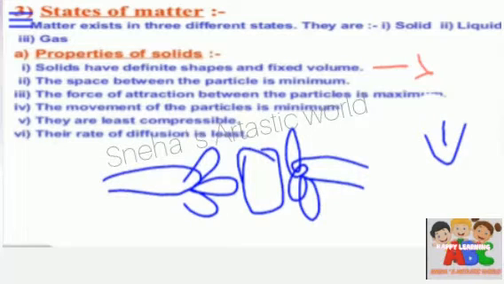For example, now you take a sponge and compress it. When you compress the sponge it becomes compact, and when you release the sponge it expands again. The next property is that the rate of diffusion is least, because I already told you the solid particles are very close to each other, so diffusion is least.